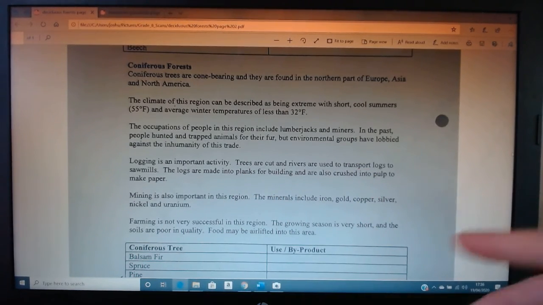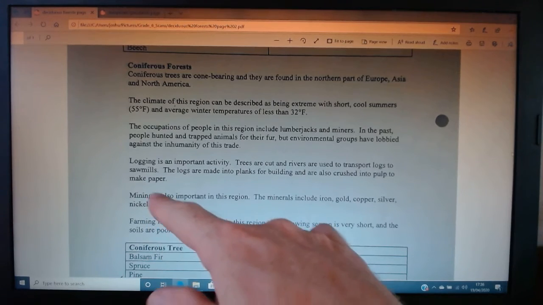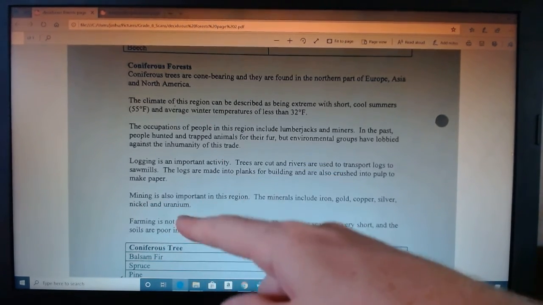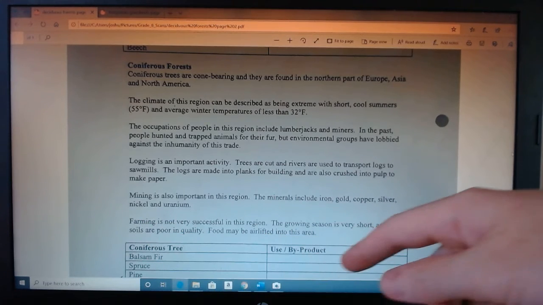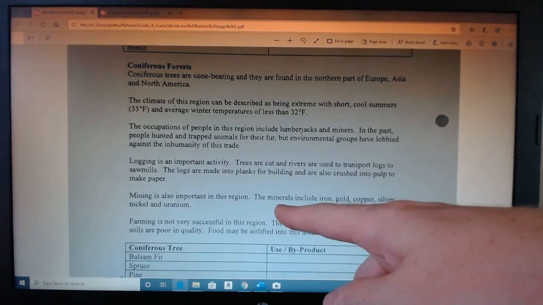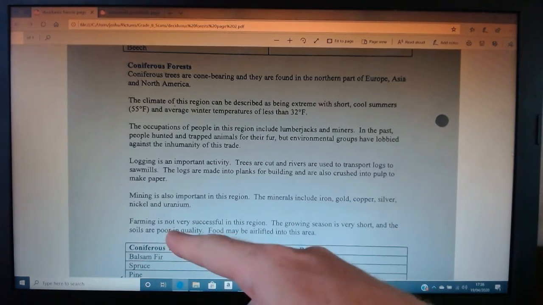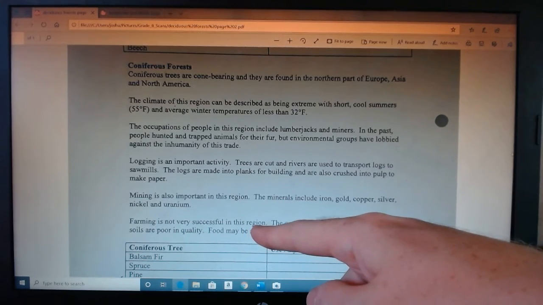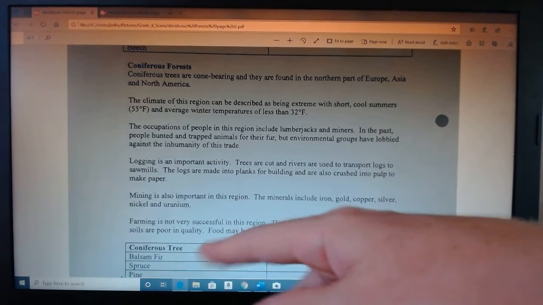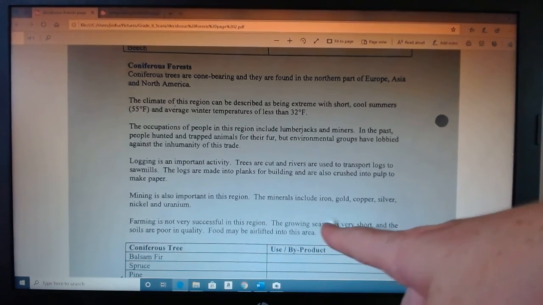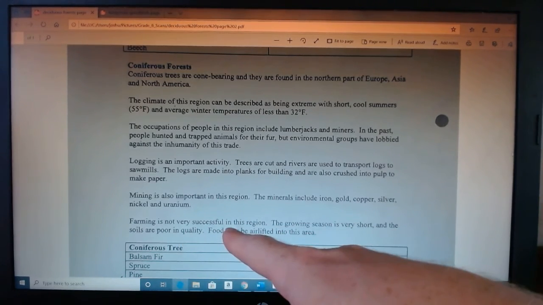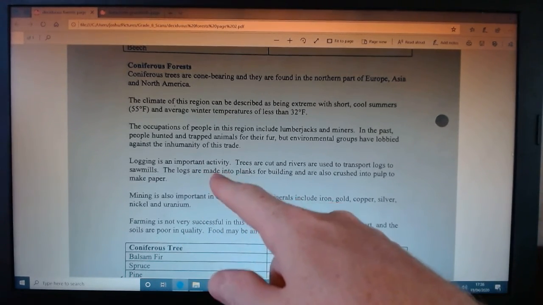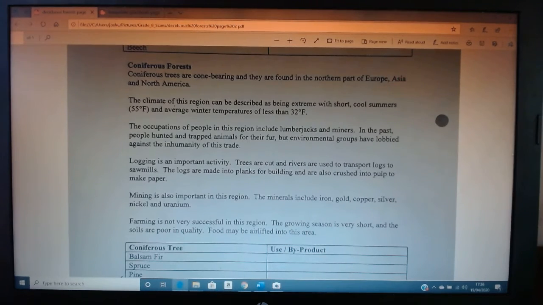Okay, and one other thing they do, actually, sorry, 2 things. Mining is also important in our coniferous regions. We get iron, gold, copper, silver, nickel, uranium from these areas. Okay, so you can write down those 2 sentences. And last of all, farming is not very successful. So in coniferous forest areas, because it's usually very cold, the growing season is very short, and the soils are poor quality. So we don't farm there, but we do mine, log, and we used to hunt for animals.